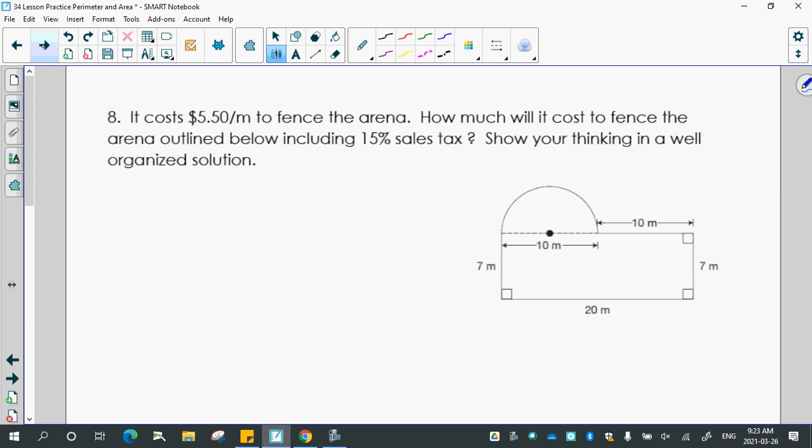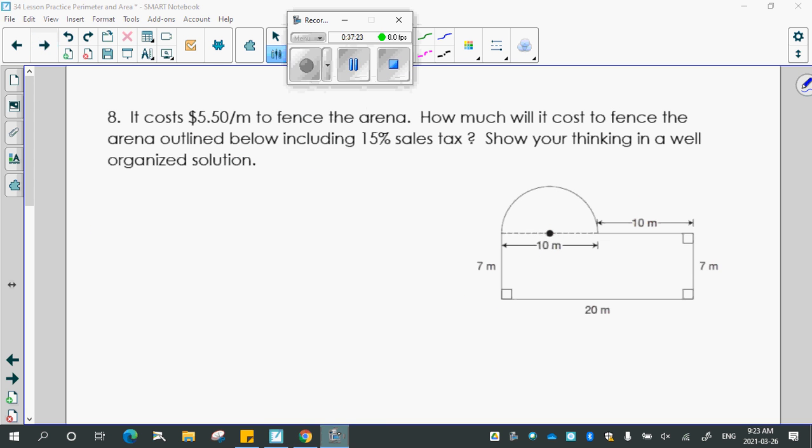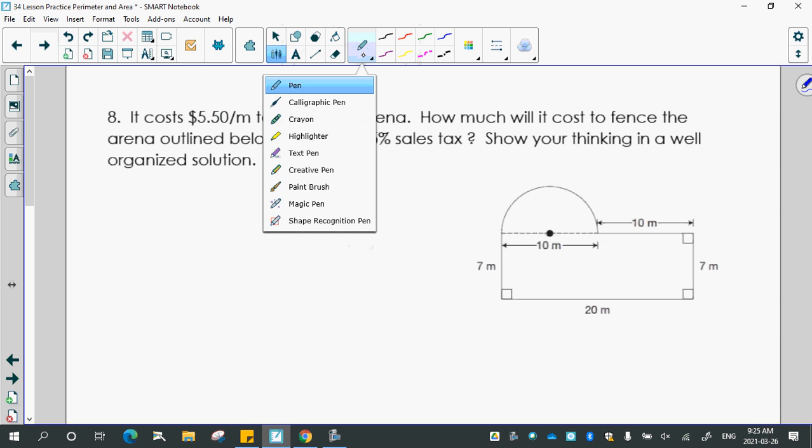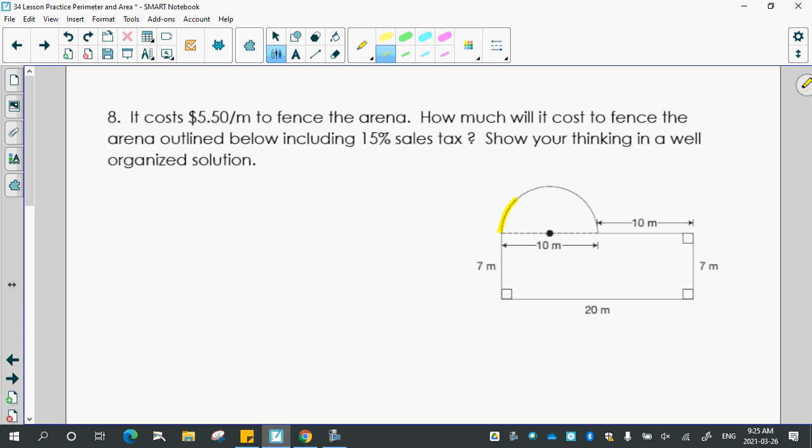All right, we'll give you a chance to try this one. Okay, so if I knew it was perimeter, I would highlight around the outer edge. And I kind of think, okay, I know this side, check. I know the bottom, check. This side, this piece here. So the only side I don't know if I want to find the perimeter right now would be the semicircle.